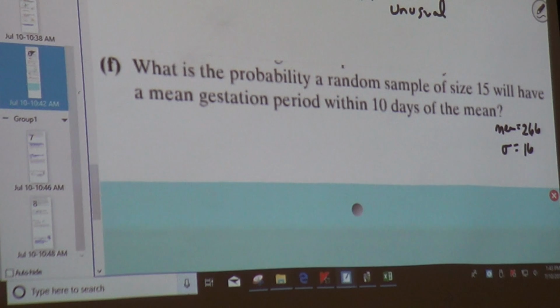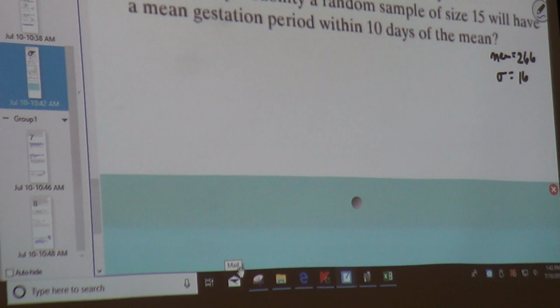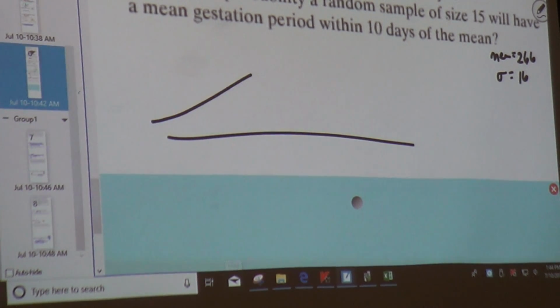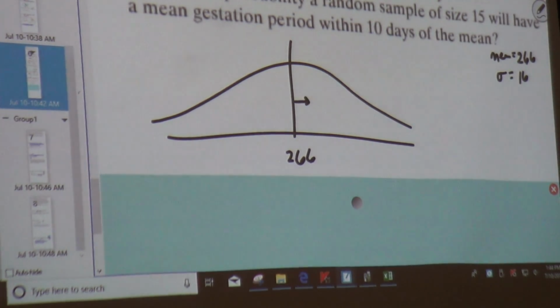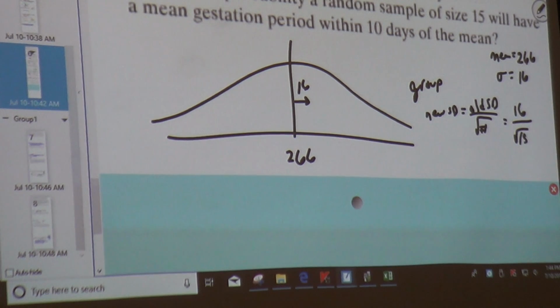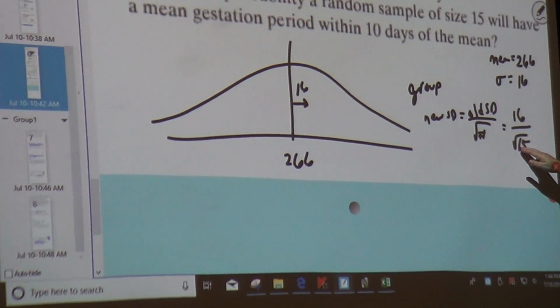Oh, so close. Make sure you type everything in right. Because it's group data, they say sample size of 15. Because it's group data, we take the old standard deviation divided by the square root of the size of the group.